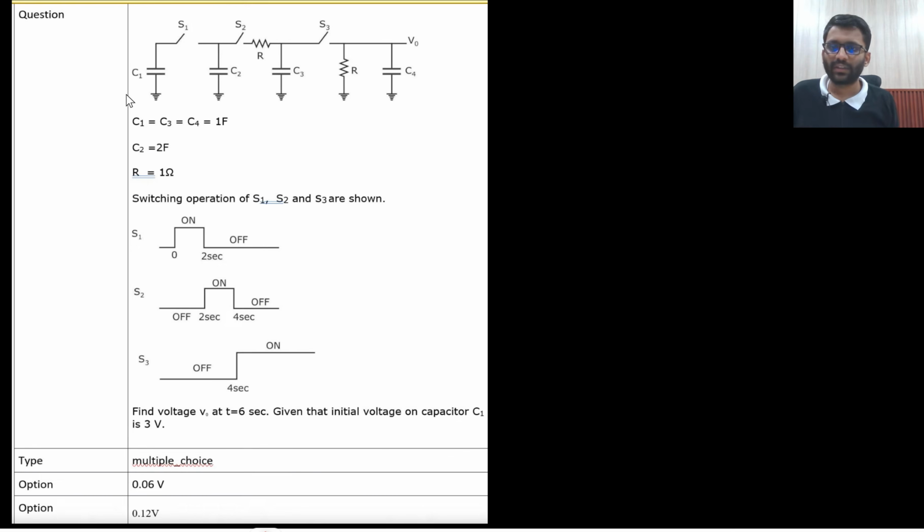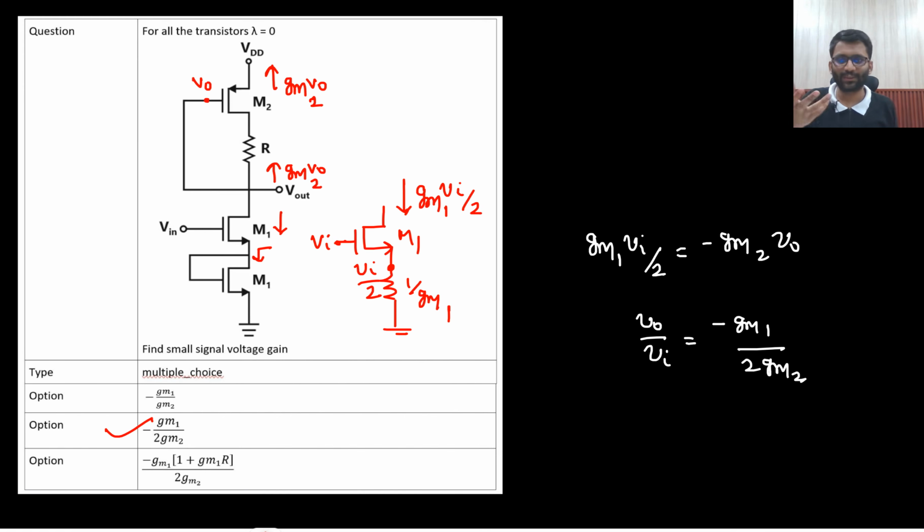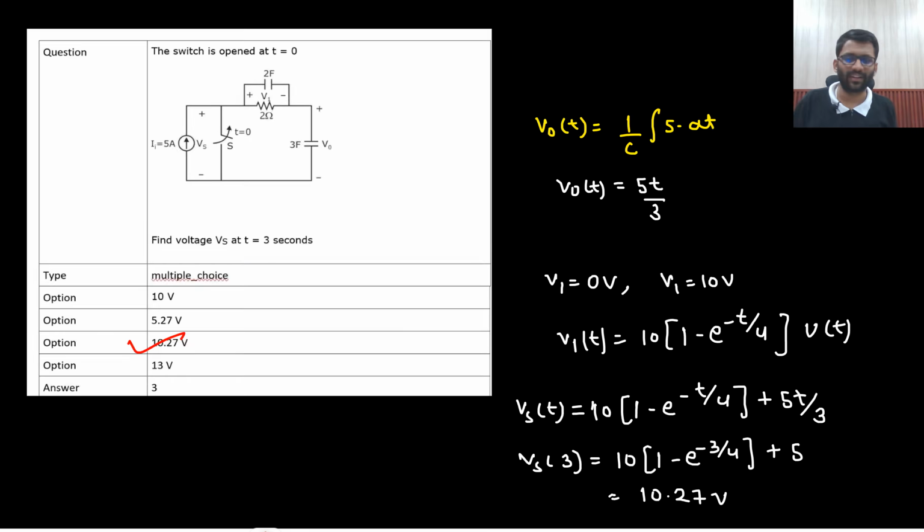Now this is a good question. C1, only C2 is 2 farad. All these are 1 farad. And initial voltage across C1 is given, that is 3 volt. Then switching operations are given. This question is also framed by me only. This one I got from NPTEL.